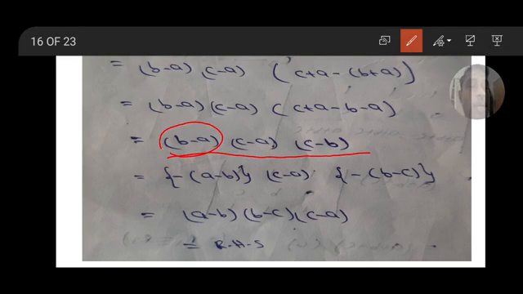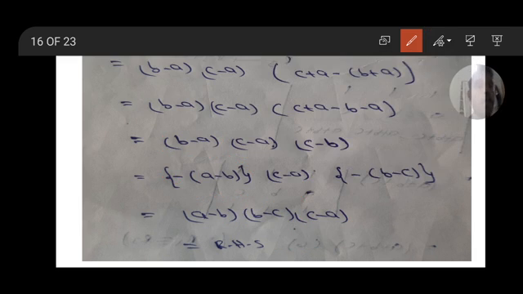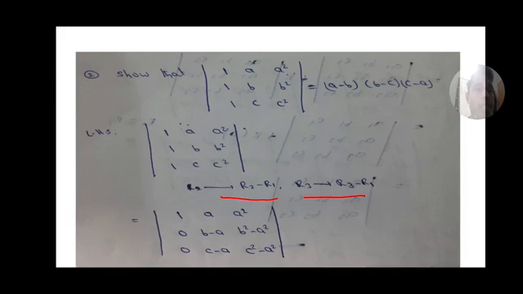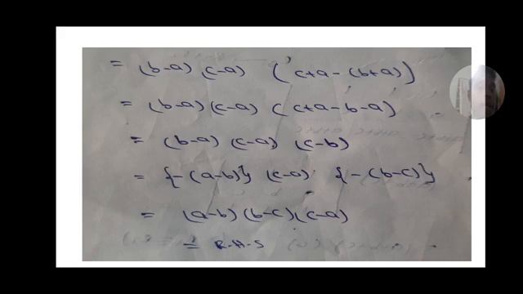Here minus is common in b minus a, minus of a minus b will come. C minus a is as it is. In c minus b also minus common, minus of b minus c. This minus and minus is plus, so a minus b into b minus c into c minus a, it is RHS. And how to take this: R2 minus R1, R3 minus R1 will come. If you do more problems and practice, it will be easy to find.